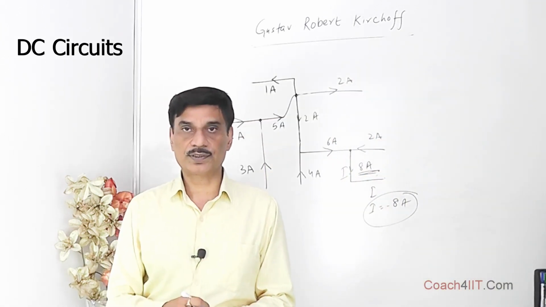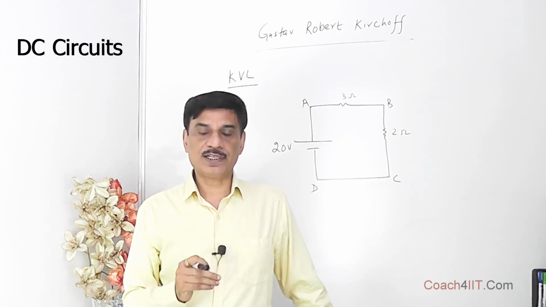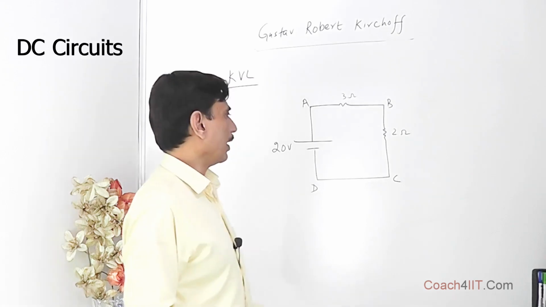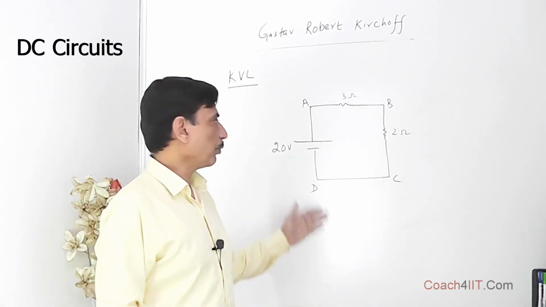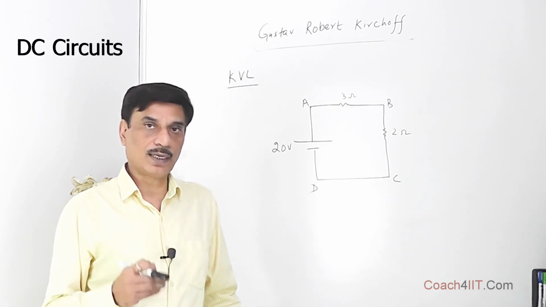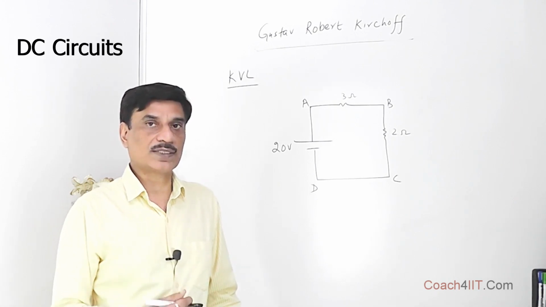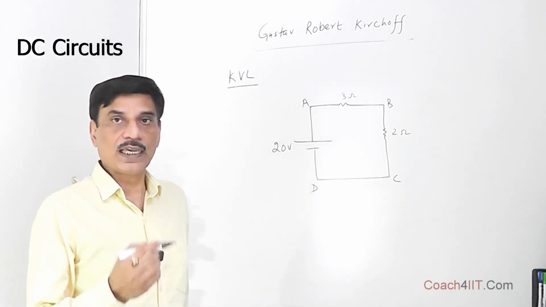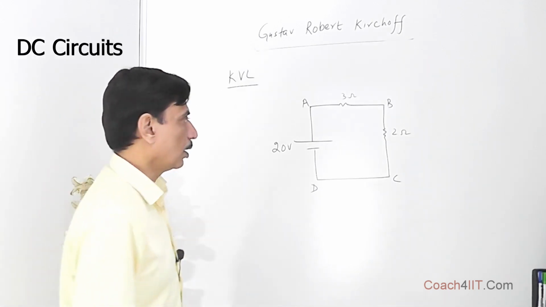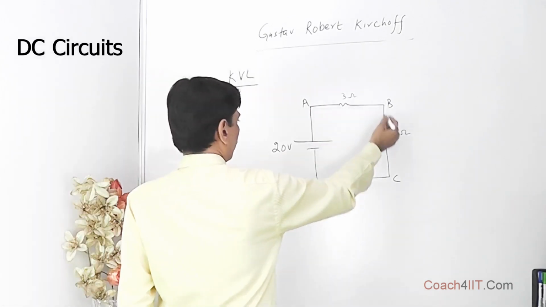Now let's apply KVL, that is Kirchhoff's voltage law, in its simplest of forms. We have taken a very simple network where we can find the current directly using Ohm's law also, but let's use KVL to understand it. When we have to apply KVL, that is Kirchhoff's voltage law, loop rule or mesh rule, what we do is first look out for any closed loop.